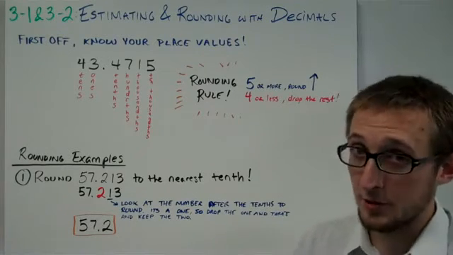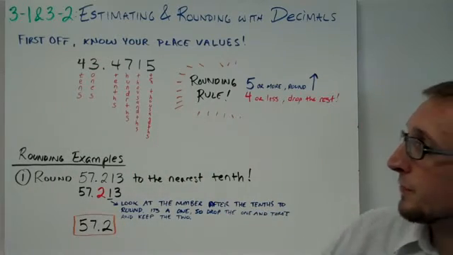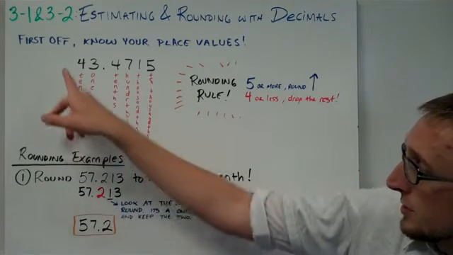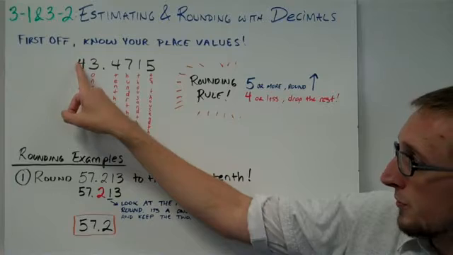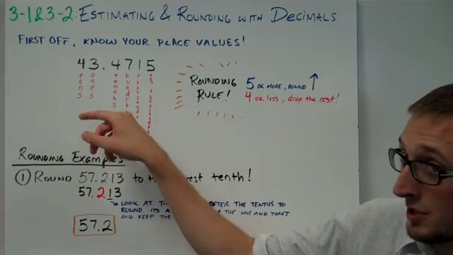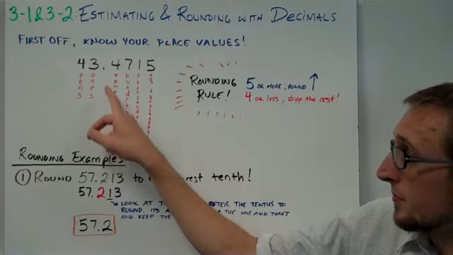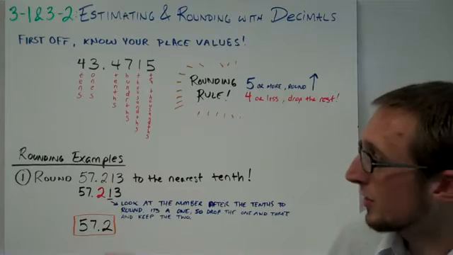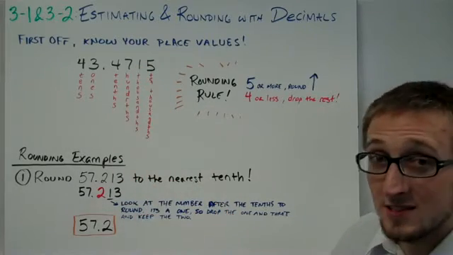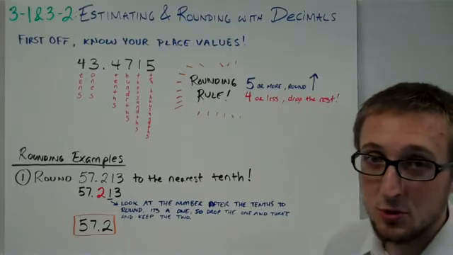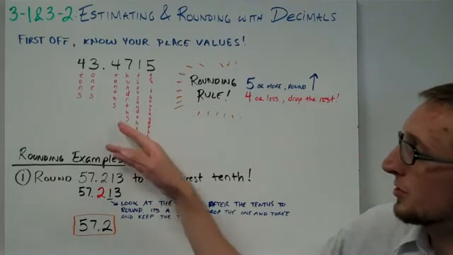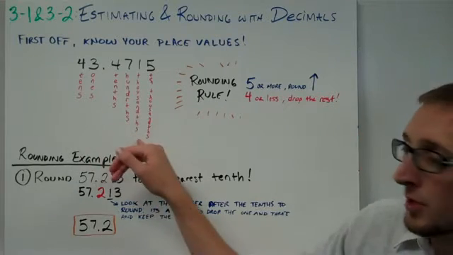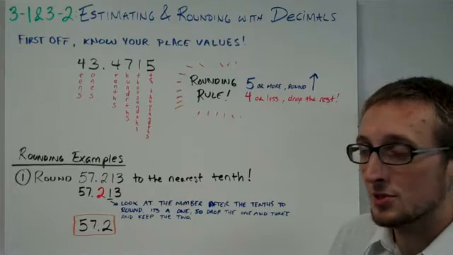First off, let's talk about place value. I've written up here 43.4715, a very big decimal number. And I've listed out the place values. So the 4 here is in the tens place. The 3 is in the ones place. This 4 is in the tenths place. 7 is in the hundredths place. 1 is in the thousandths place. And 5 is in the ten-thousandths place. Notice how all the place values after the decimal have a "th" at the end of them. Make sure you know your place values because I'm going to be using those words a lot throughout this lesson.